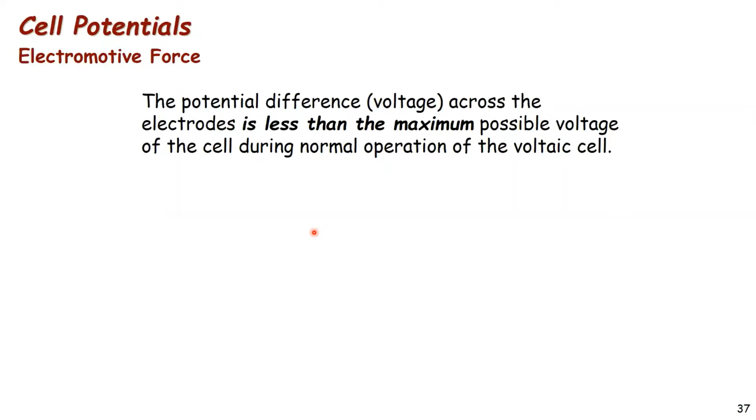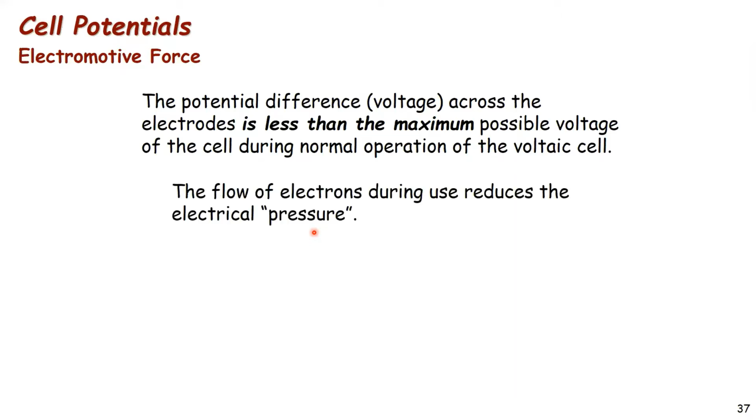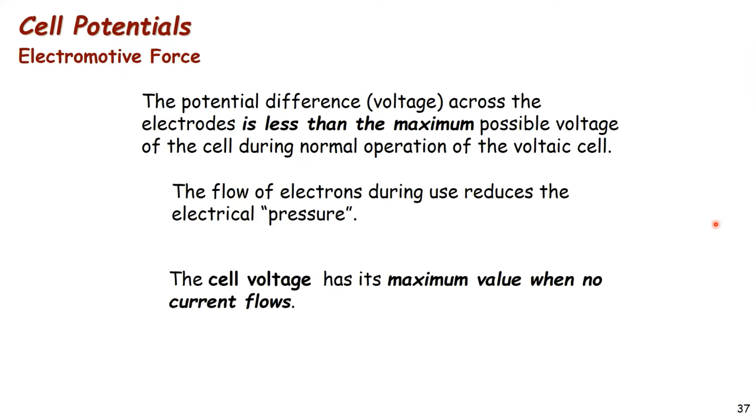That's the same thing that happens with the electromotive force, the chemical potential, the potential difference in these electrochemical cells. As soon as you start using that battery, the voltage is going to drop a little bit. So the flow of electrons during the use, again, is going to reduce this electrical pressure, just like it would for a water system. So the cell voltage has its maximum value when no current flows. And that's generally when we measure it, when there's no current flowing.